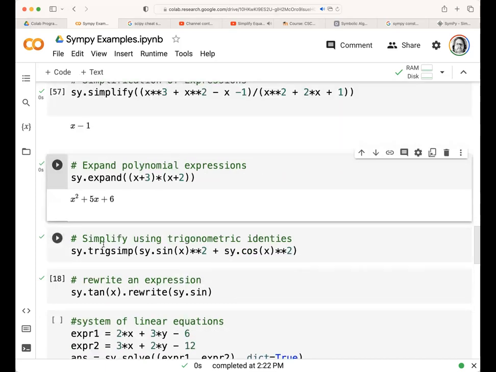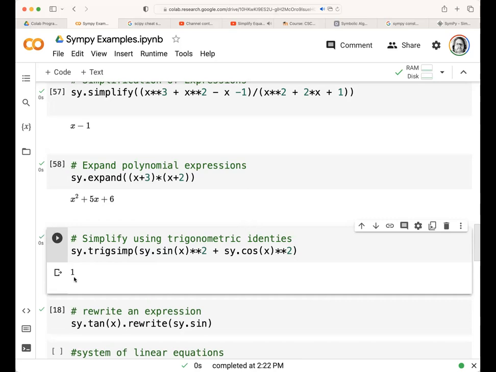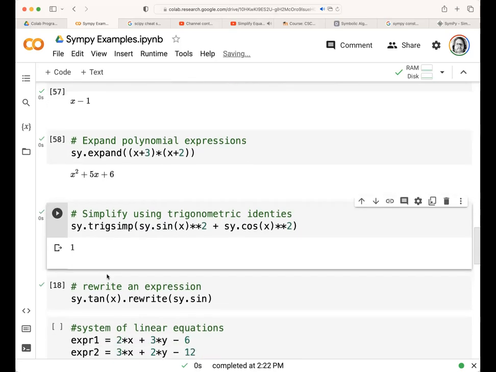We can also simplify using this trigsimp. There are built-in sine and cosine functions here that don't evaluate to numbers. They keep them as a symbolic idea. So we've got sine x squared plus cosine x squared, and we can simplify that, which just simplifies to 1. If you know trigonometry, you would know that that would be the case.